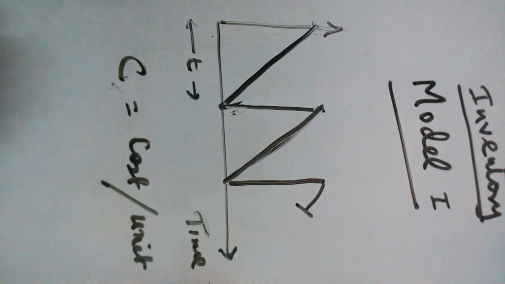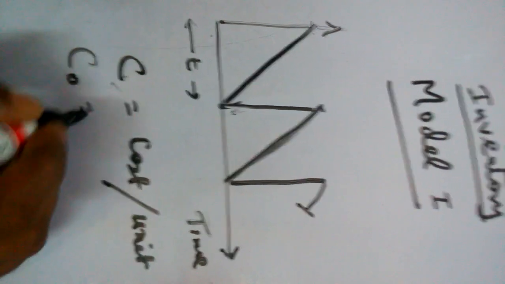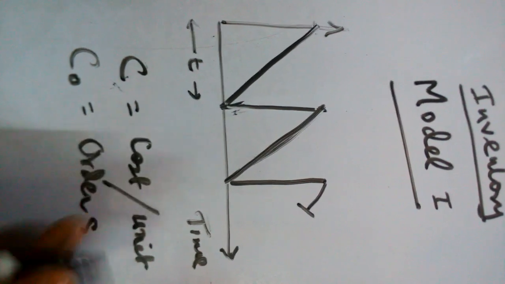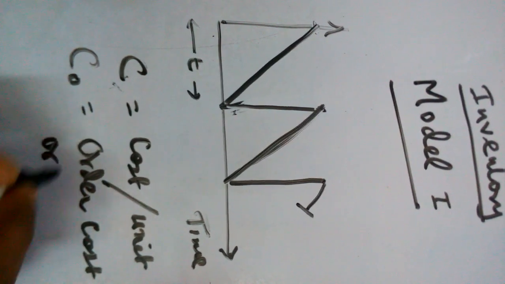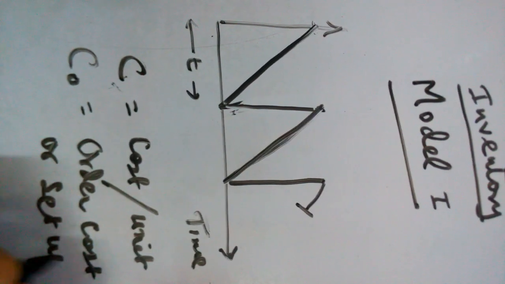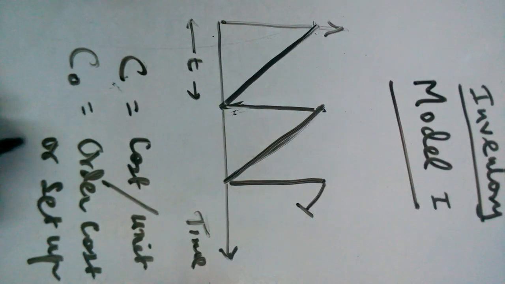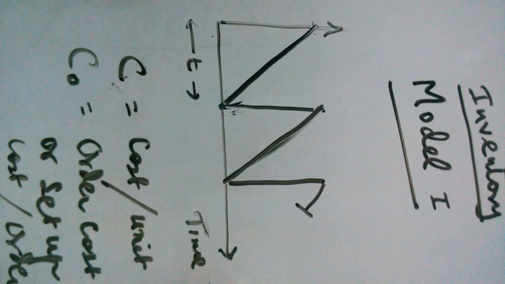Next is your CO, that is ordering cost or setup cost. Ordering cost or setup cost. Setup cost means per order. Setup cost per order. This is the second. Setup cost per order.